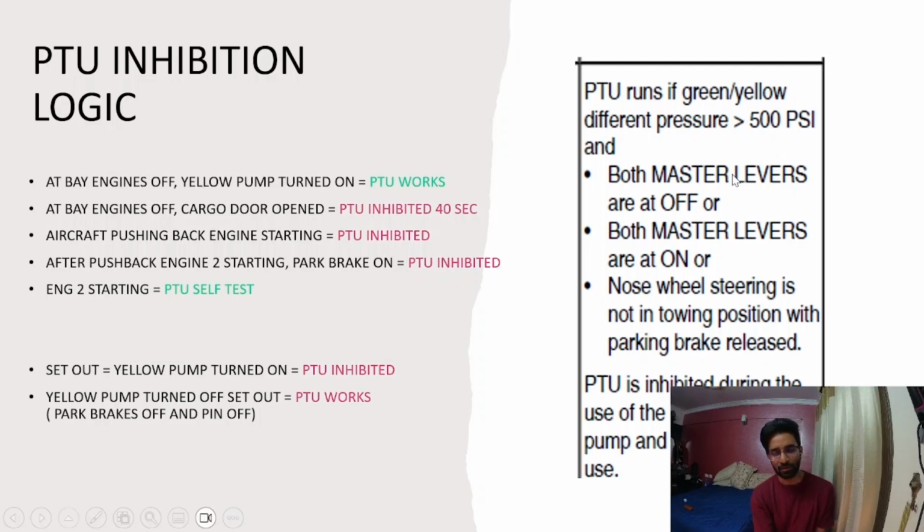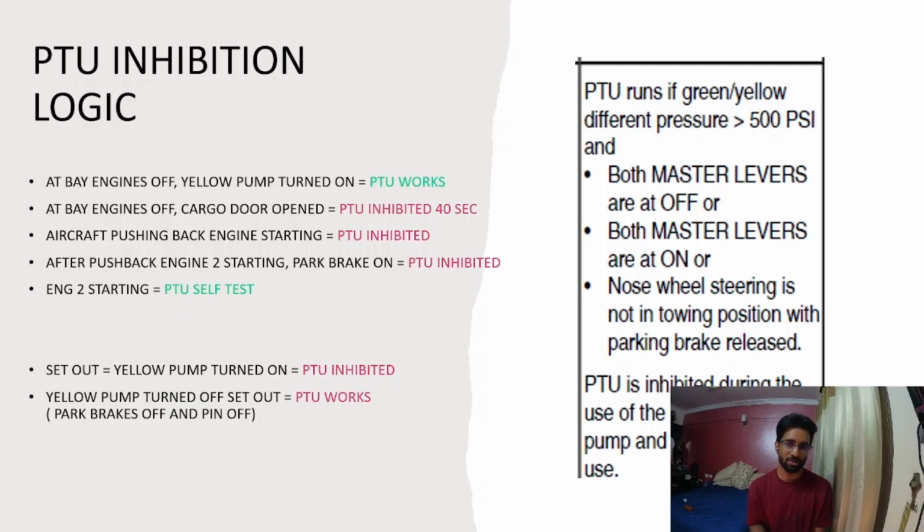So here also the 500 psi condition is satisfied. Both masters are off? No. You have put one master 2 on, right? So this is not going to work. Both masters are on? No. Only one master is on. Now the third condition is nose wheel steering is not in towing position with parking brake released. Here parking brake is released, but nose wheel steering is in towing position.